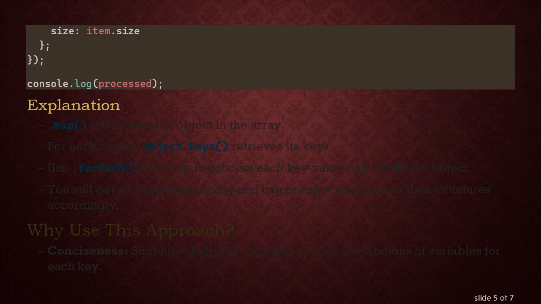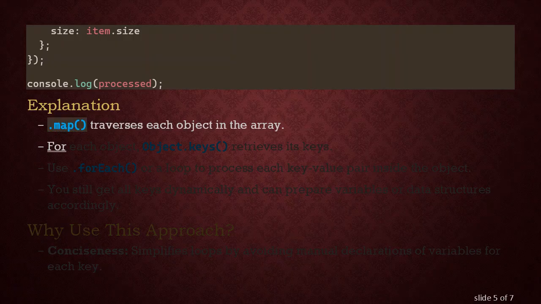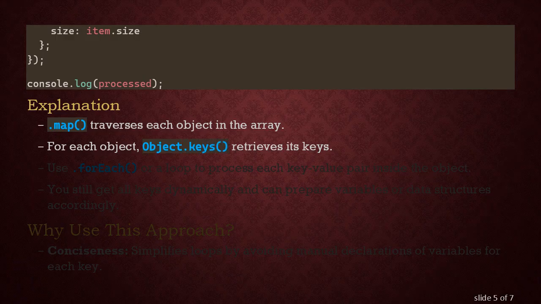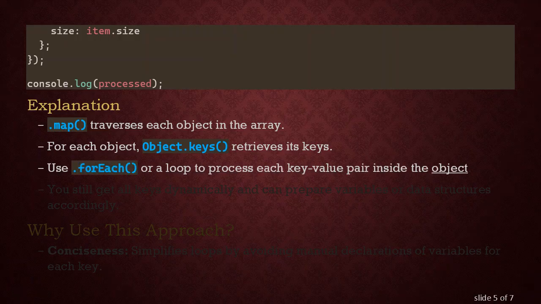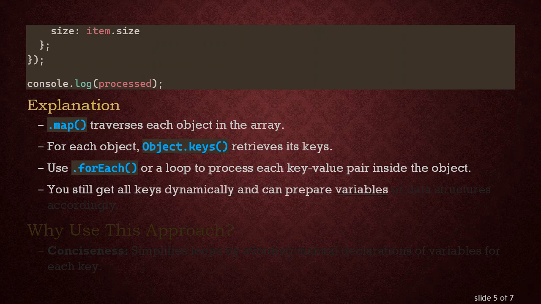Explanation. .map traverses each object in the array. For each object, Object.keys retrieves its keys. Use .forEach or a loop to process each key value pair inside the object. You still get all keys dynamically and can prepare variables or data structures accordingly.